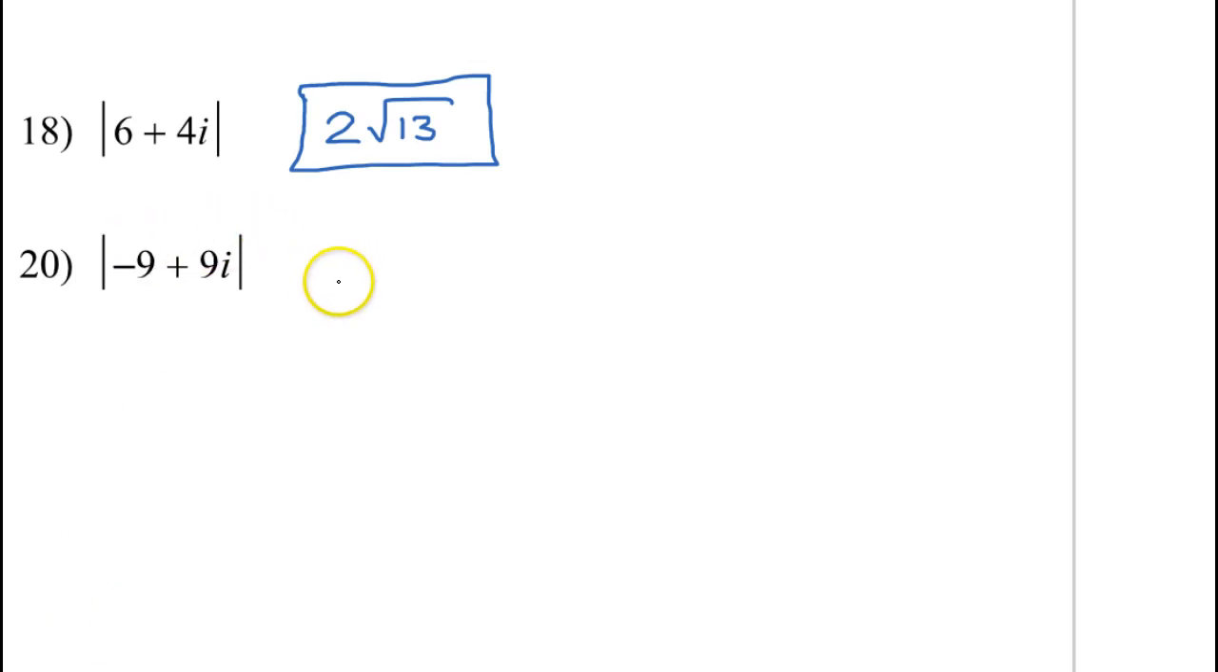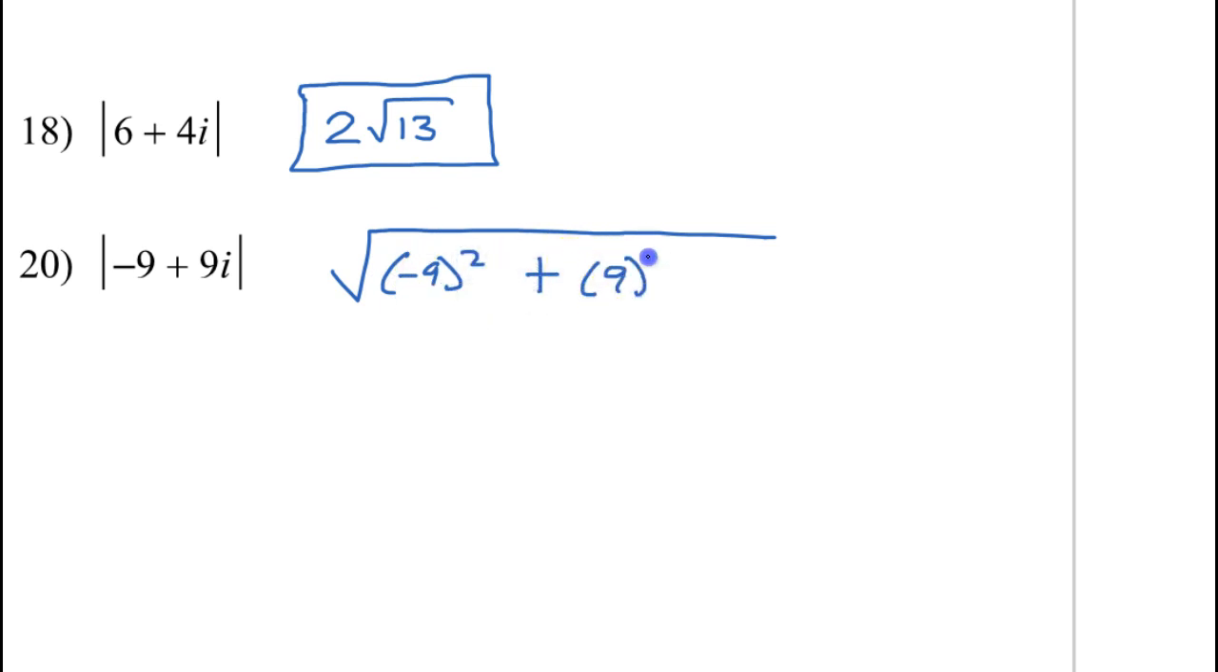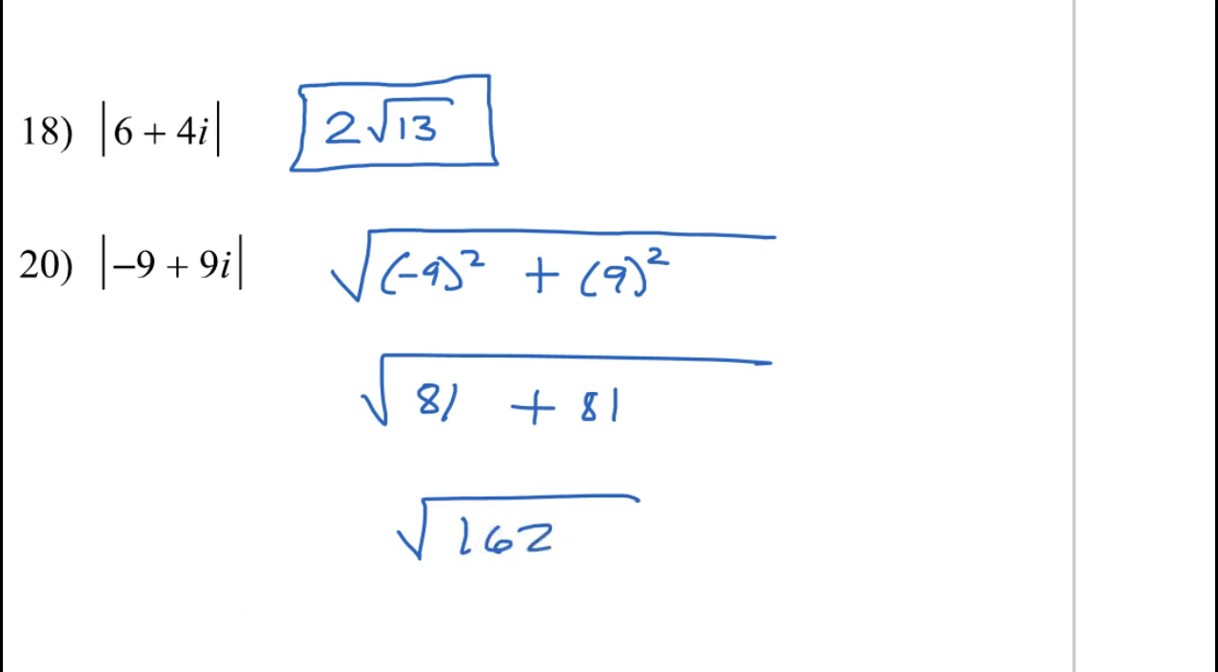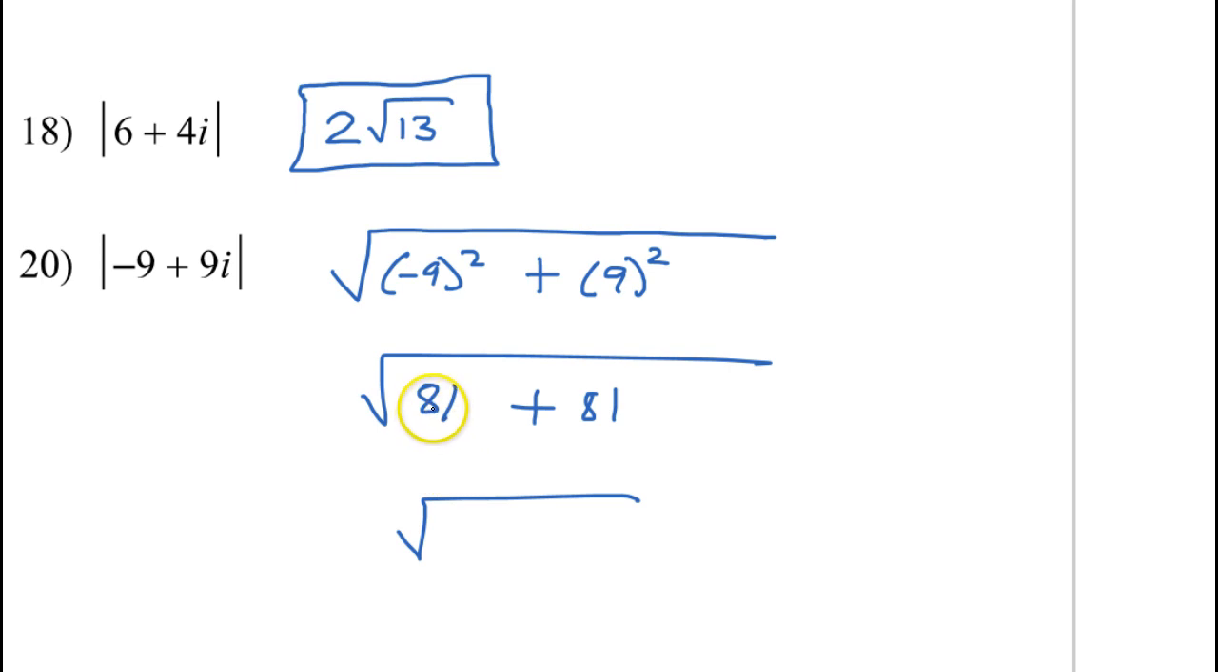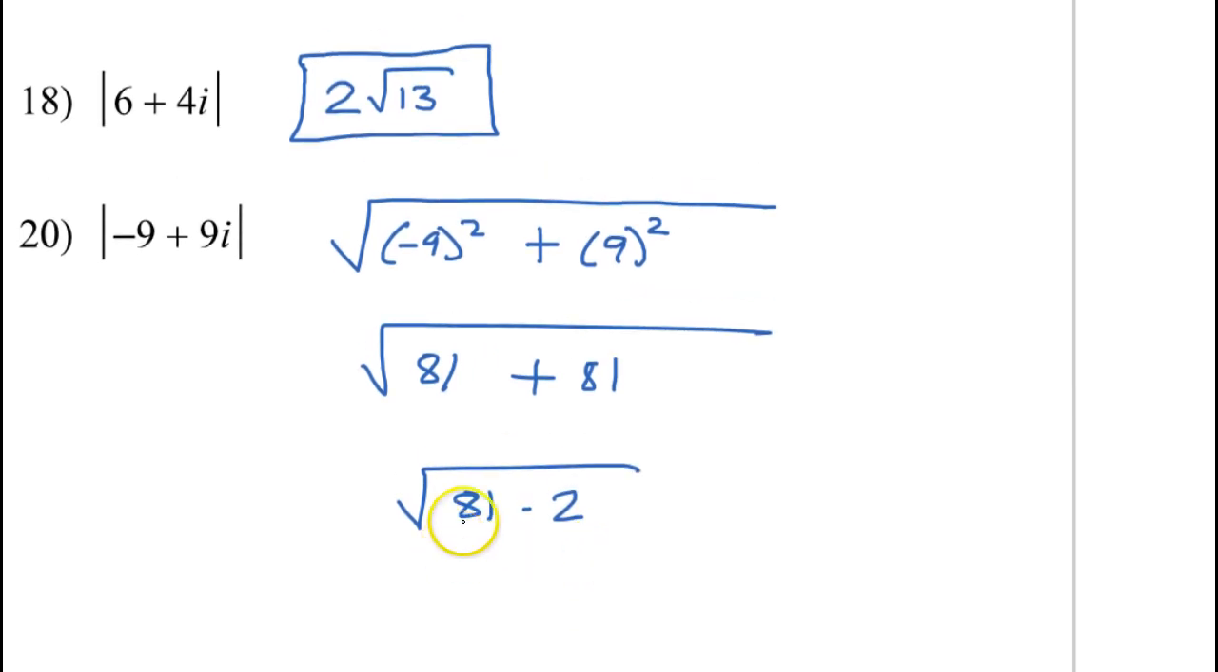And last but not least, number 20. This will be the square root of negative 9 squared plus 9 squared. So that's the square root of 81 plus 81. So that is going to be the square root of 162. Now that I think about it, I want to simplify this. So writing it as 162 is not the best way to go. This came from doing 81 plus 81. So, of course, that would be the same thing as 81 times 2. But since 81 is a perfect square, then the square root of 81 is 9. So this will be 9 and then radical 2. So this will be the final answer for number 20.